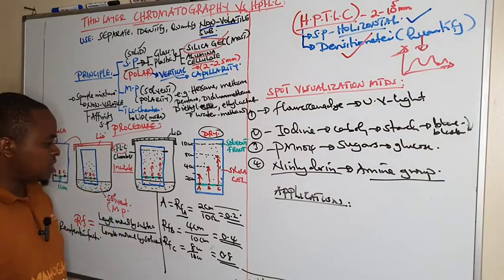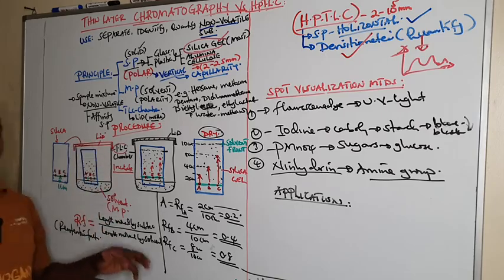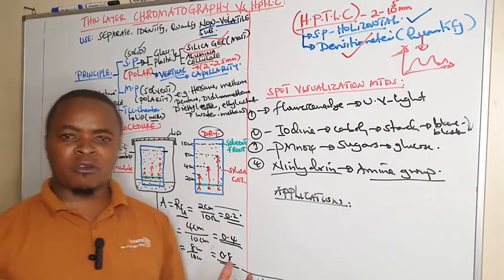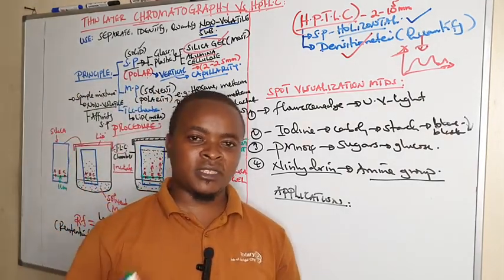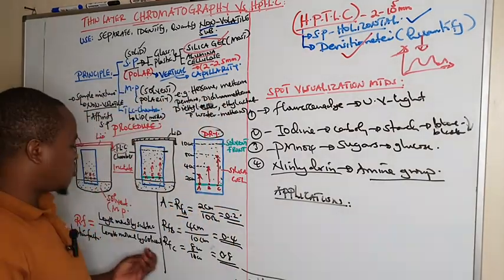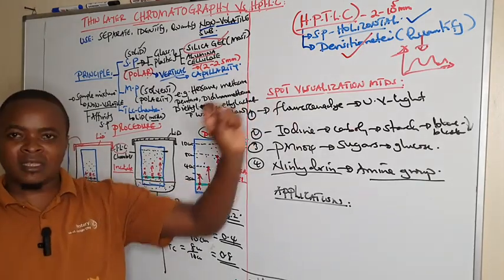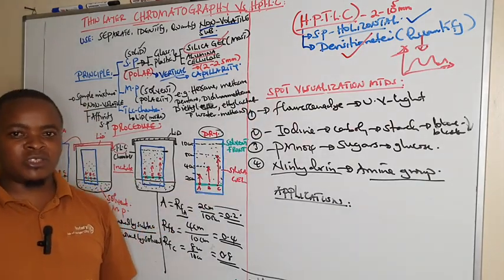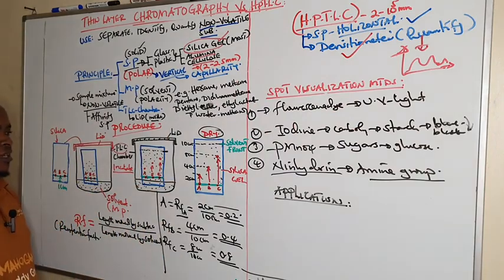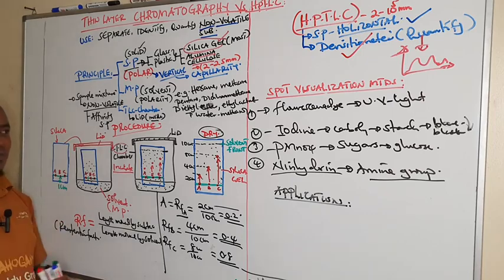So this is what we can discuss with you under thin layer, and this is the same as paper chromatography. The difference is that in paper chromatography, you will stop at the retention factor, and we are not able to quantify using these methods. That is the challenge with paper chromatography. But thin layer and paper chromatography use the same principle.